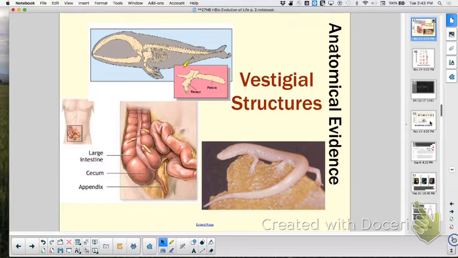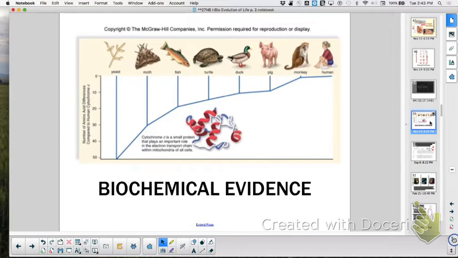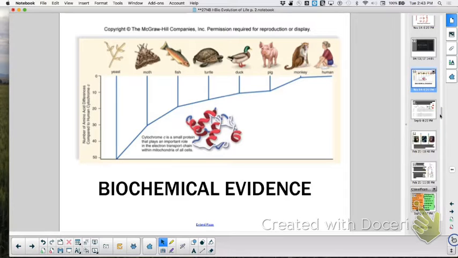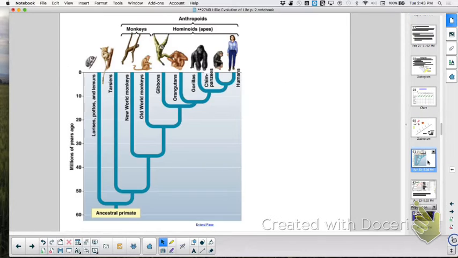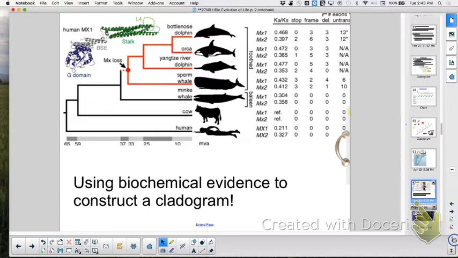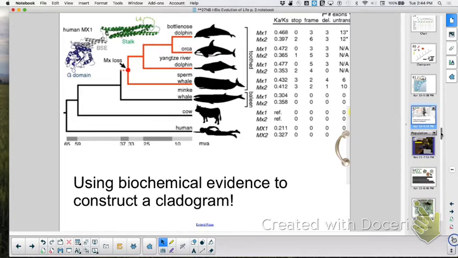And then we looked at biochemical evidence, which is you're comparing DNA or you're comparing proteins that DNA codes for, and you're saying the more similar our DNA, the more likely we are related. And from that, we looked at things like cladograms. And we said, okay, this is an ancestral trait we all have. And from here on up, this hagfish doesn't have jaws, but everybody else does. The perch doesn't have lungs, but everybody else does from that line forward. And that is a cladogram. And you could do it with structure, or you could do it with sequencing of amino acids in a protein, and you did a POGIL on that. Okay, questions on that? Yeah.